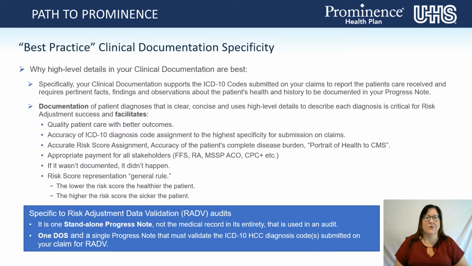It facilitates appropriate payments for all stakeholders. Remember, if it wasn't documented, it didn't happen. For risk score representation, the general rule is the higher the risk score, the sicker the patient, the lower the risk score, the healthier the patient. And specific to risk adjustment data validation audits, recall it's that one standalone progress note. It's not the medical record in its entirety that's used in an audit. It's the one data service and one single progress note that must validate the diagnosis code submitted on your claim.